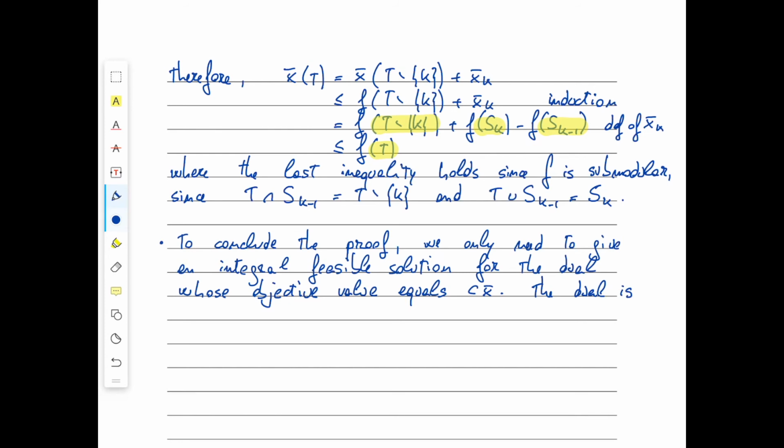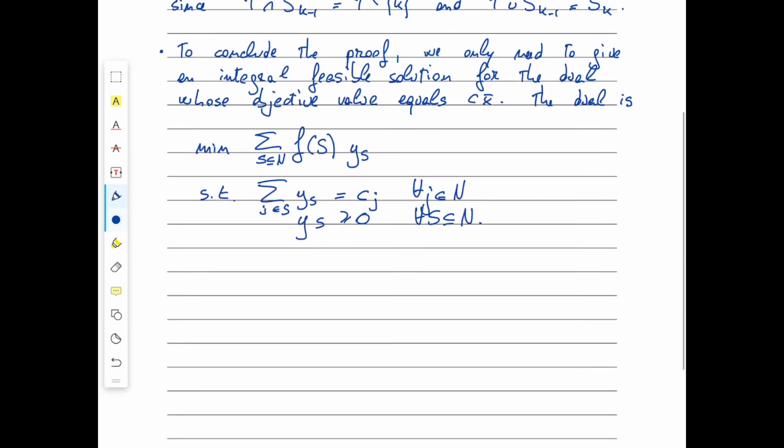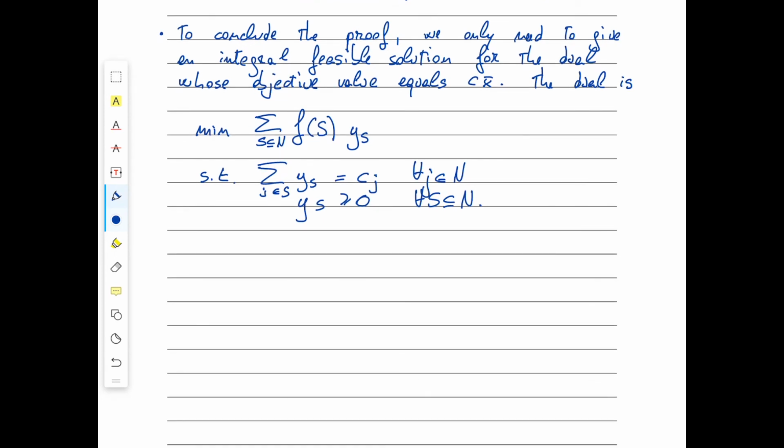The dual is min the sum of f of S y_S for every subset S of N, subject to the sum of the y_S for j in S equal to c_j, for every j in N, and then non-negativity, y_S greater than or equal to 0 for every S subset or equal to N. Good, and here you will start to see even more similarities with the proof of the spanning tree polytope.